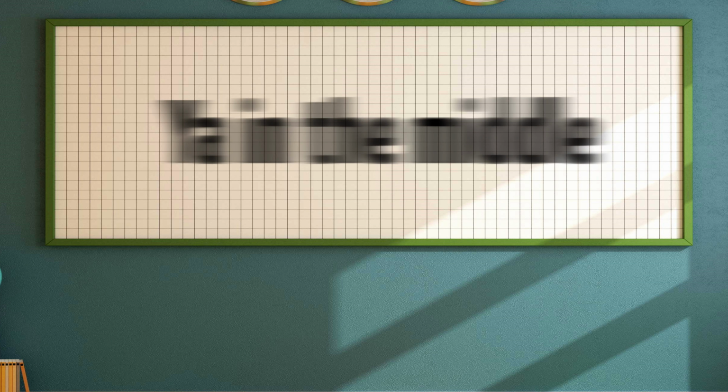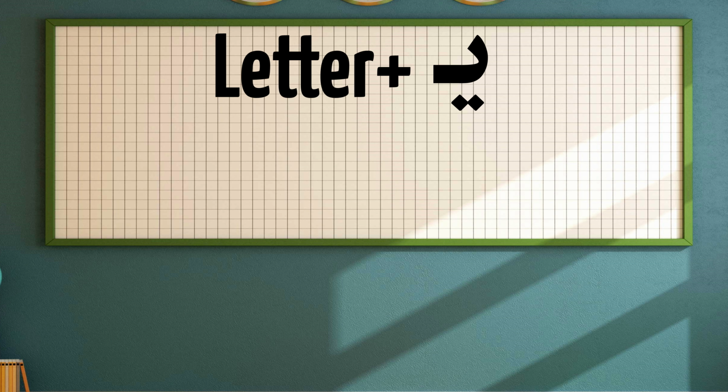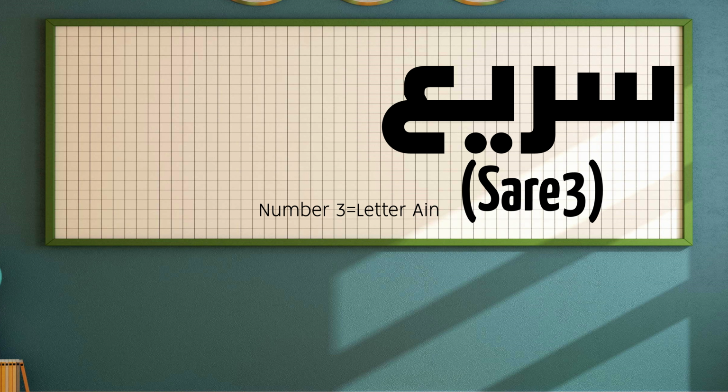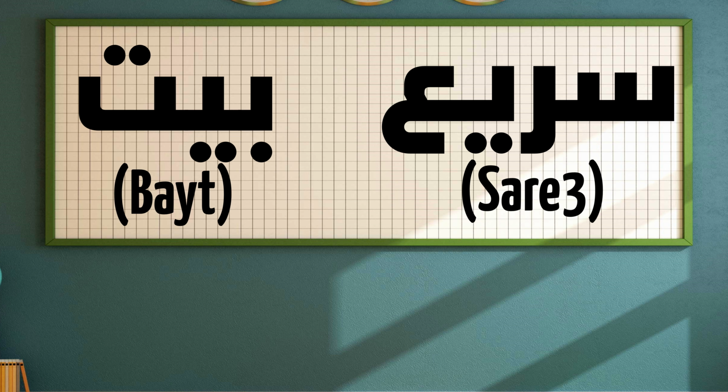Now let's move on to see the form of Yeh when it is written in the middle. In the middle, Yeh is either connected to the letter after it or connected to both letters before and after it. And the way you write it in the middle connected is the same way you write it in the connected form in the beginning. Let's take two examples to make that clear. You see the word Sariya, which means fast or quick in Arabic, and the word Bayt, which means house in Arabic. In both examples, you can clearly spot the Yeh in the middle. But Yeh in the word Sariya is connected to the letter after it, while the Yeh in the word Bayt is connected to both letters before and after it.